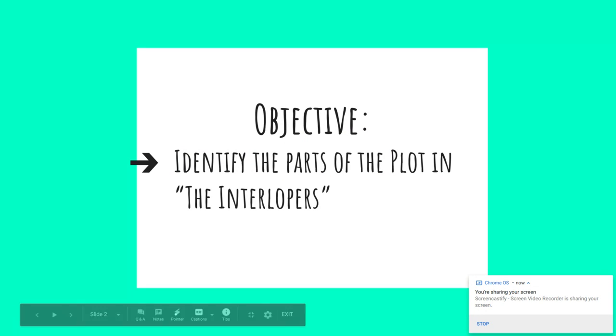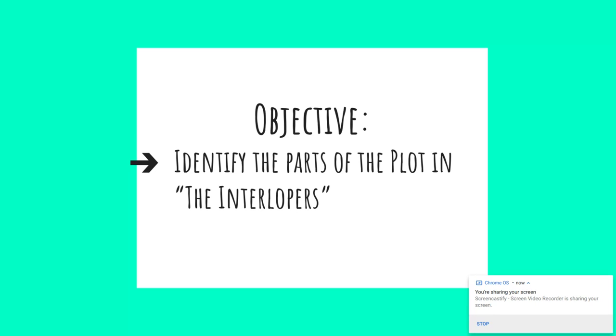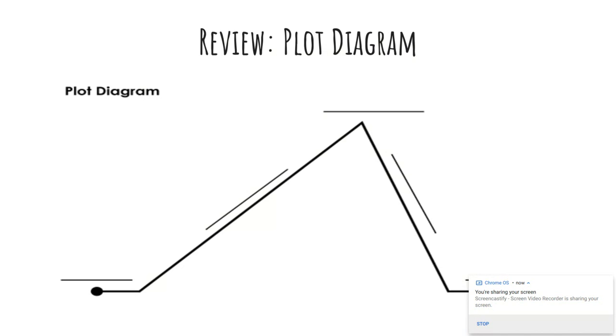Today we're going to be identifying the parts of the plot in The Interlopers. On Wednesday you should have read this entire story, making connections while you read, and you're going to be reviewing that story today. It's necessary that we understand this story completely because the writing assignment is connected to the story. So let's review plot.